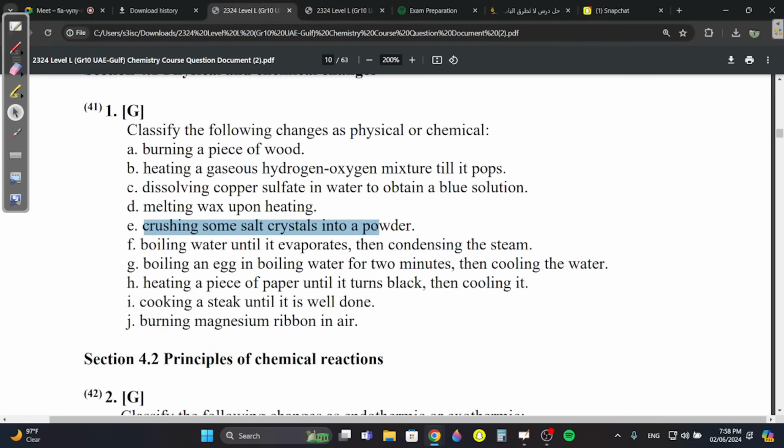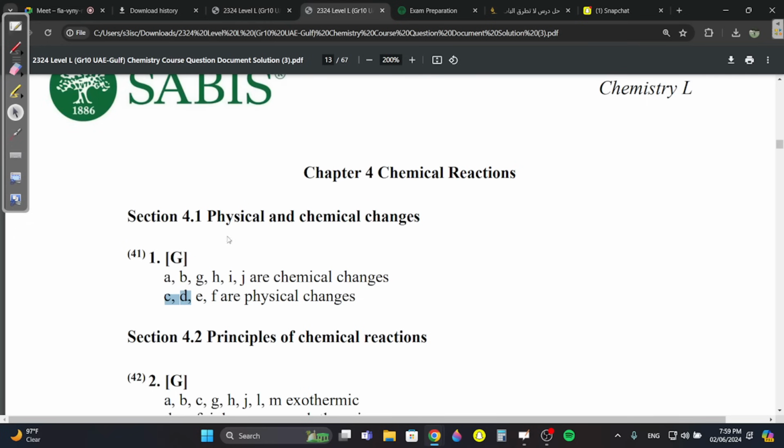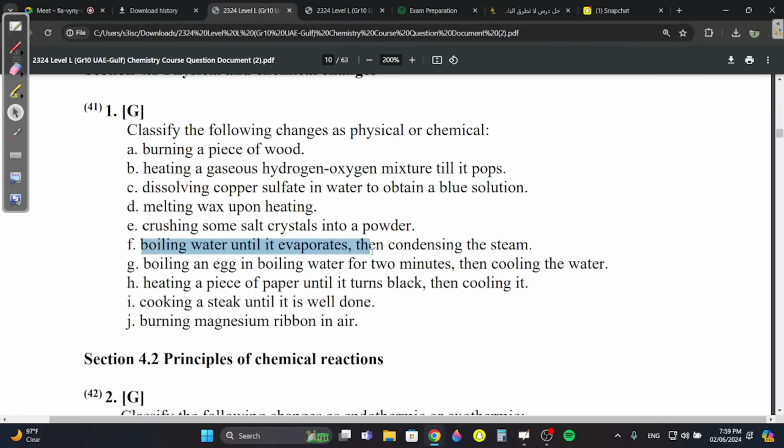E, crushing some salt crystals into powder. You're just crushing it, making it smaller. It's still salt, so it should be physical. F, boiling water until it evaporates and condensing the steam. The end product is all water. It's water, water vapor, but it's still H2O, so it should be physical.